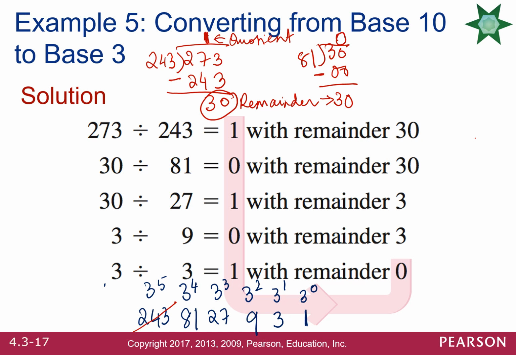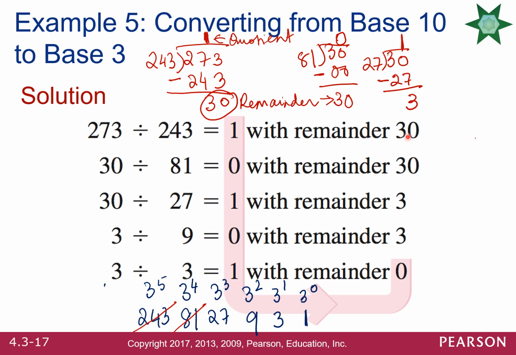We are done with dividing by 81. The next positional value is 27, correct? So let's do the division. We take 30 and divide it by 27. 27 goes into 30 once, so I write a 1 for the quotient, 27 below the 30, subtract it, and we are left with 3 as the remainder. So 30 divided by 27 we write as 1 with remainder 3.